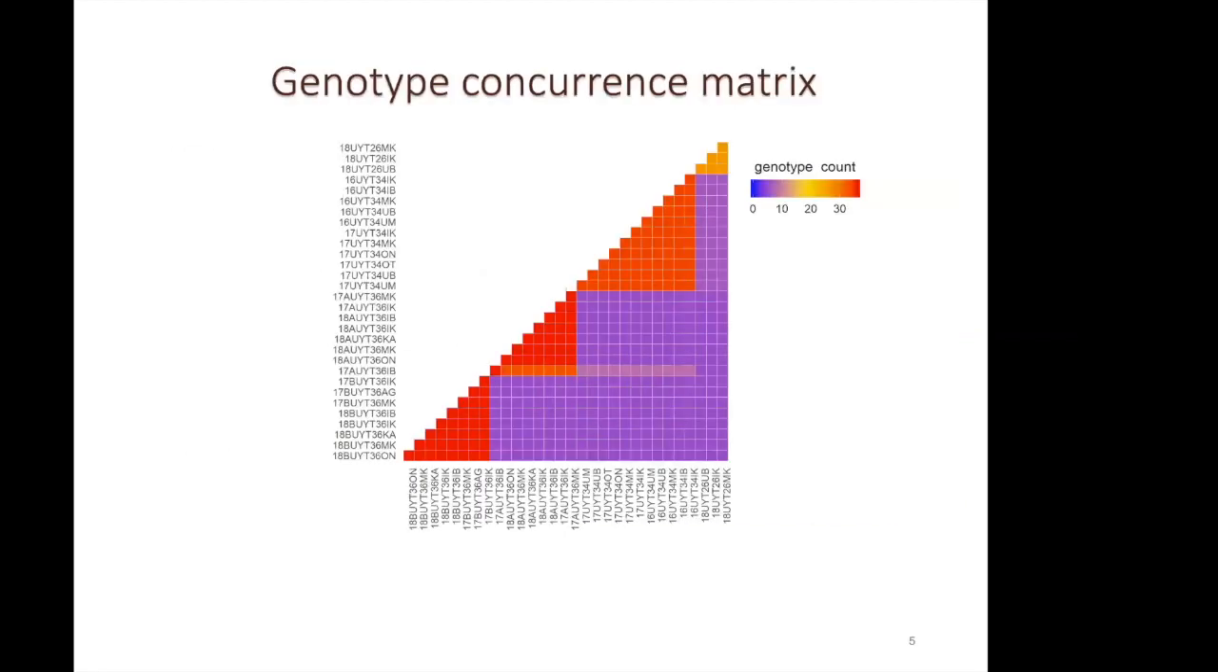To start with, we came up with this concurrence matrix to have an idea of the number of genotypes that are common to any pair of environments. The key message here is that environments that have a high number of genotypes in common have a high likelihood of sharing common information than those environments that have fewer genotypes in common.